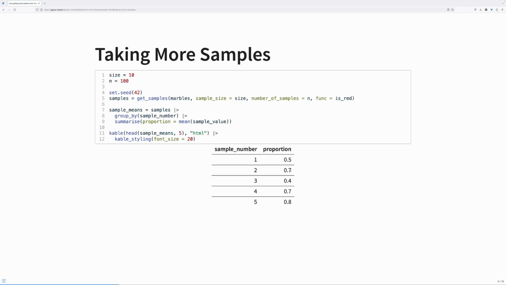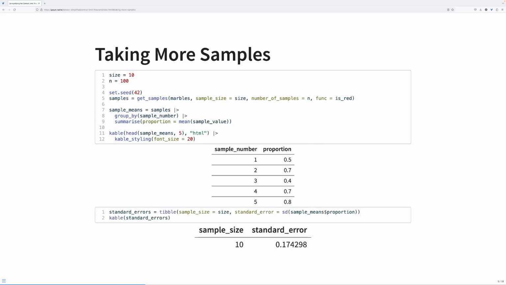So clearly there's variability between our sample proportions, right? How can we measure this variability? Remember that the standard deviation measures the dispersion of the data points. When we talk about the standard deviation between samples, we refer to it as the standard error. This metric tells us how much the sample means fluctuate around the population mean. For these 100 samples, the standard error for the sample means is 0.17. Let's put this into visuals.